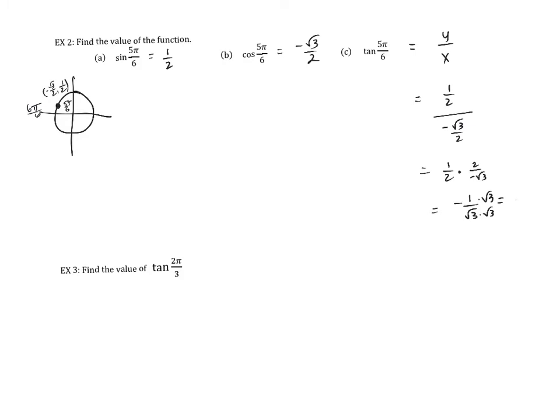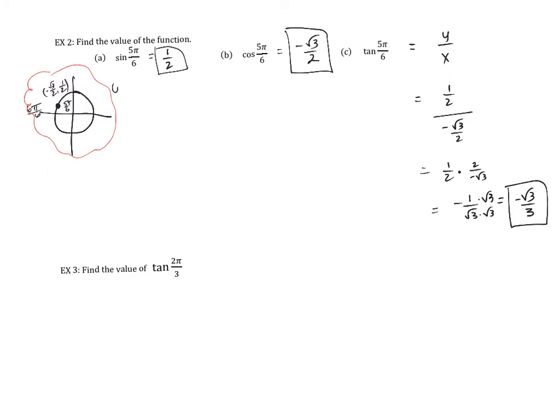Rationalize it, so we'd have negative square root of 3 over 3. Okay, so there it is. It's all about knowing where we are on the unit circle, what the terminal point is, so what the x and the y values are, and then putting it together.